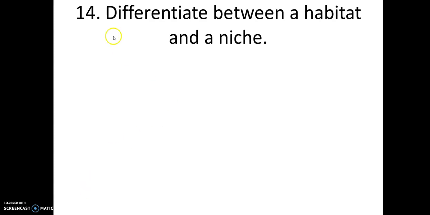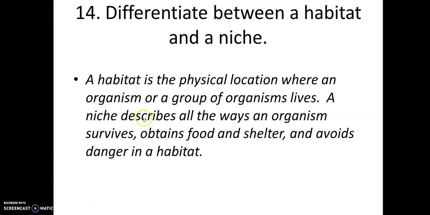Question 14 is another fancy word of saying contrast. Differentiate between a habitat and a niche. A habitat is the physical location. So it's like a home where an organism or a group of organisms live. A niche describes all the ways an organism survives, obtains food and shelter, and avoids danger in a habitat. So, definitions.